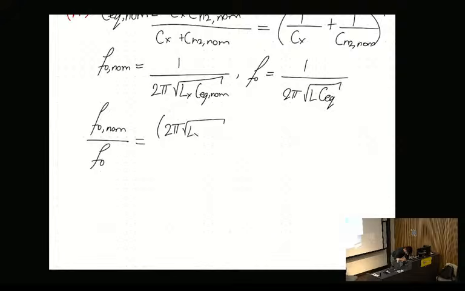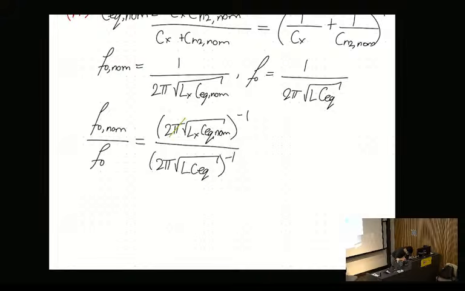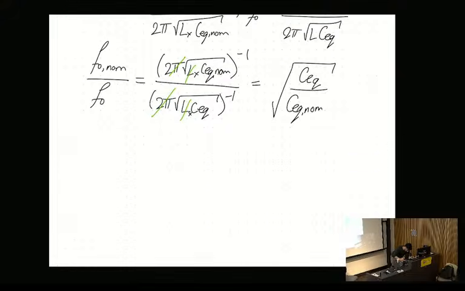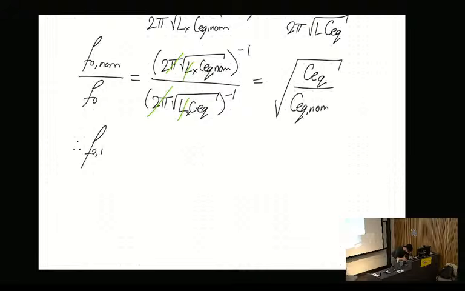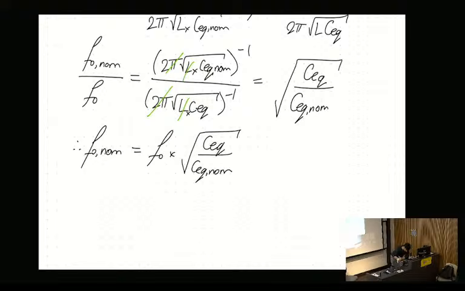So this question is just a bit of math. It's a bit tedious. Not much for me to talk about. So the 2 pi will cancel with this. The amount of inductance on both is the same, so that'll cancel with that. And we are left with square root of C EQ over C EQ nominal. Is that correct so far? Yep, looks good. And then therefore the nominal frequency is F naught multiplied by square root of CEQ on CEQ nominal. Okay, so good so far.